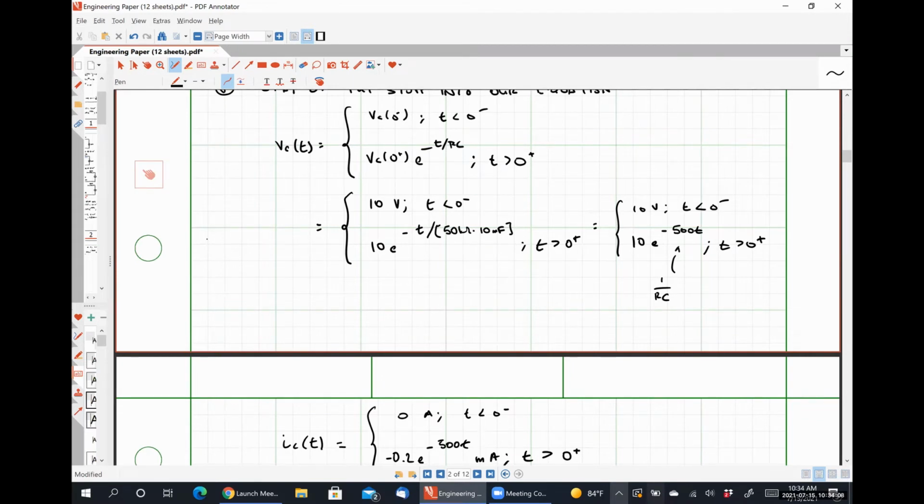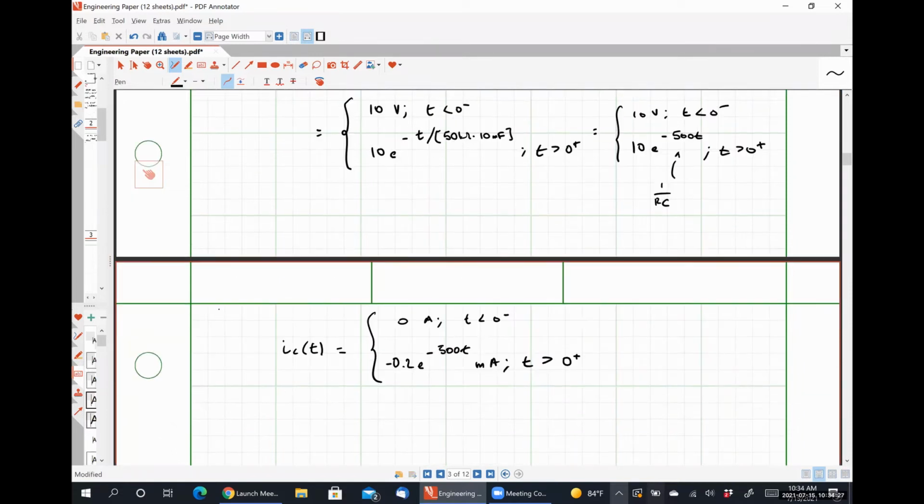Tuesday. Our voltage is obviously a continuous function. It's 10 volts for all time less than 0 minus, and then it's 10 volts at exactly t is equal to 0 minus, and 10 volts at t is exactly equal to 0 plus, after which point it starts to exponentially decay. Our current in this case is discontinuous, meaning it's 0 amps, and then at the same instant in time at t is equal to 0, it's also negative 0.2 milliamps.